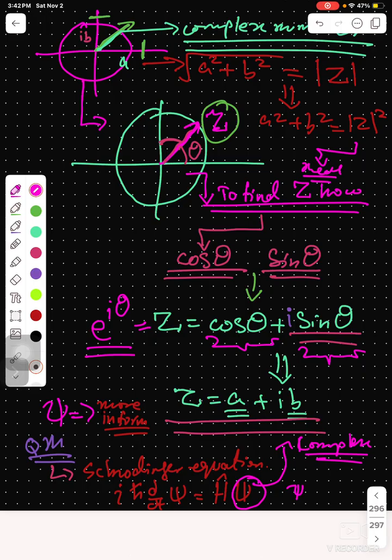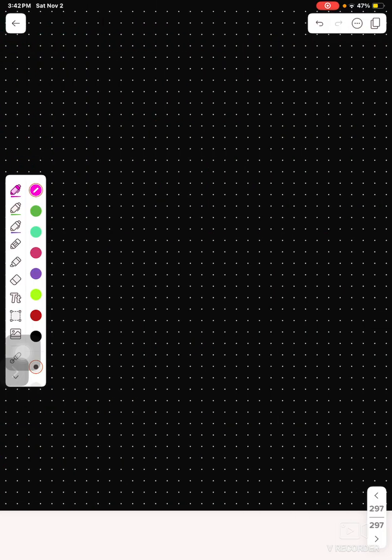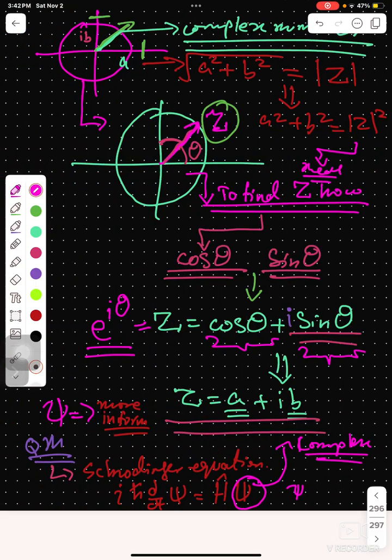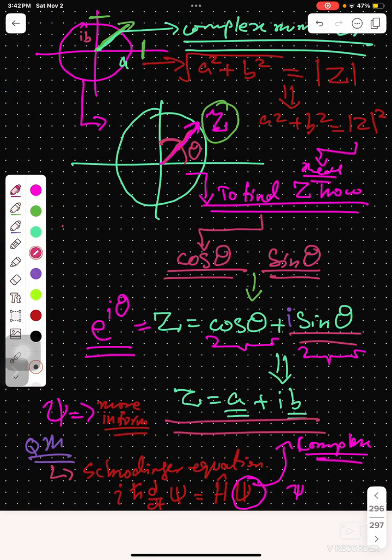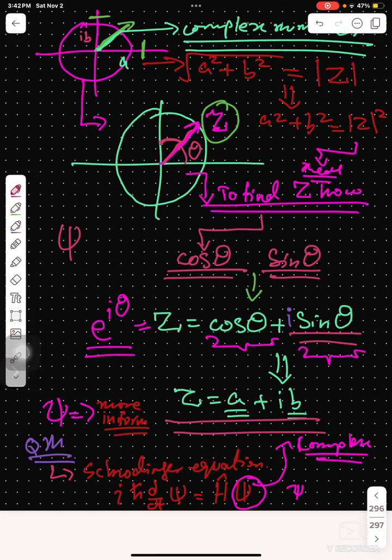Mathematical consistency with the Schrodinger equation. The Schrodinger equation, which governs the evolution of quantum states, is also used in quantum states, isn't it? Because what we know is that psi, what is psi?